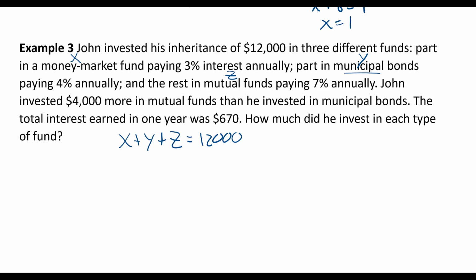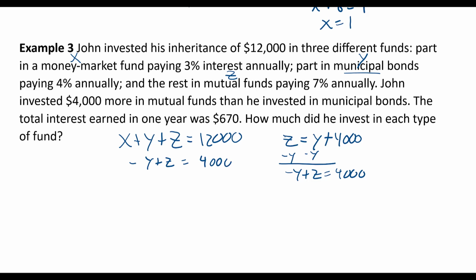So that gives us the equation z equals, so z is mutual funds. It's going to be the same thing as municipal bonds plus 4,000. So 4,000 more in mutual funds. And if we want to put this in the same format as the other equations we've been doing, by subtracting y from both sides, we get negative y plus z equals 4,000. So negative y plus z is 4,000.